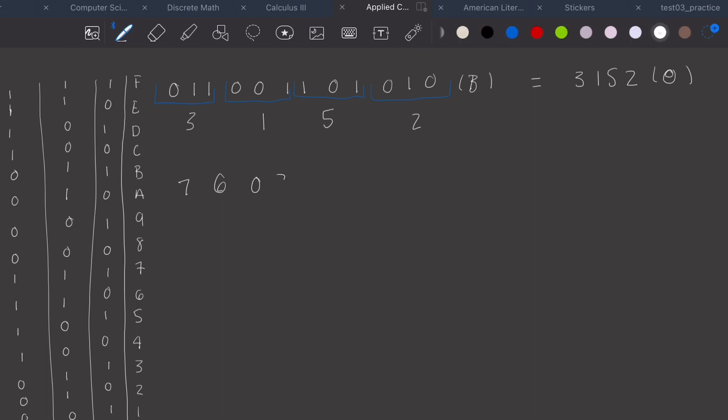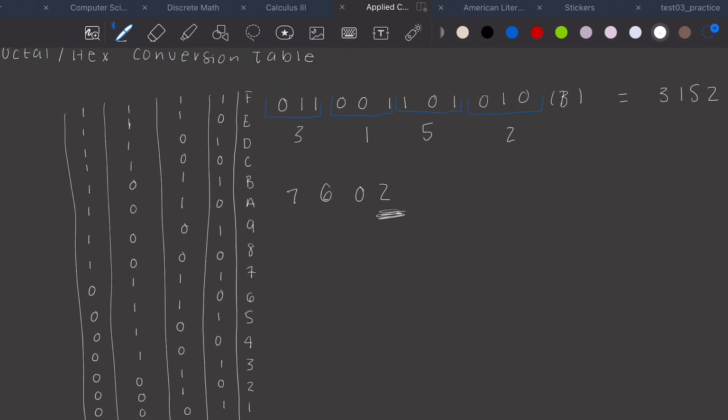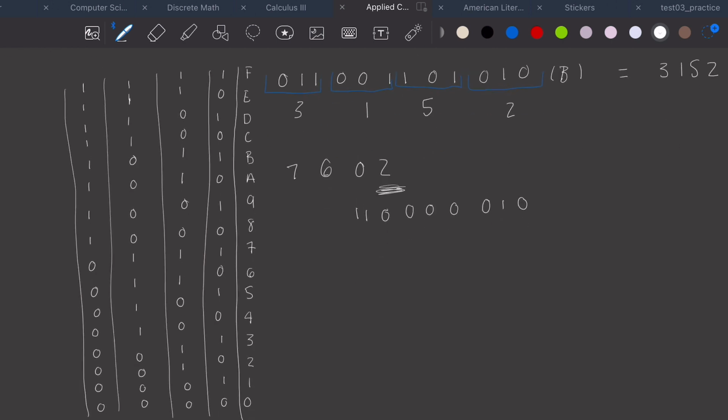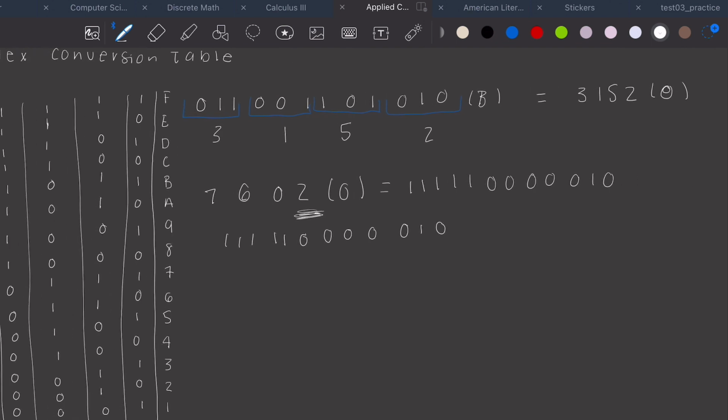7 6 0 2. I'm starting at the back of the numbers first, and then I will move towards the front. So I will look at my table and see what the number 2 is. For number 2, it is 0 1 0. For 0 it is just 0 0 0. For 6, it is 1, 1, 0. And for 7, it is 1, 1, 1. So this number in octal is 1, 1, 1, 1, 1, 0, 0, 0, 0, 0, 1, 0 in binary.